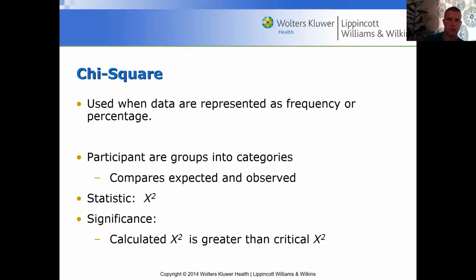So chi-square, right? When you see this one, it's an X or a chi squared. Use when data are represented as frequency or percentage. Participants are grouped in the categories. It compares expected and observed. For significance, we calculate the chi-square, and as long as the calculated chi-square is greater than the critical chi-square, then it is significant. So very similar to the parametric statistics we looked at in Chapter 12.